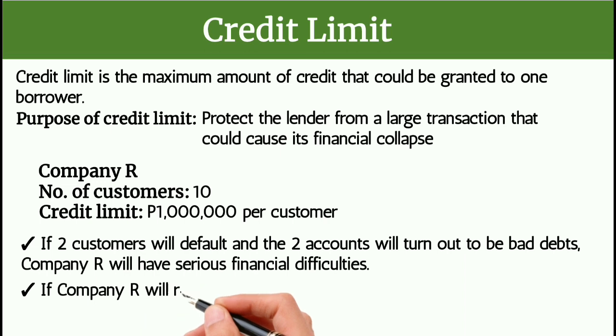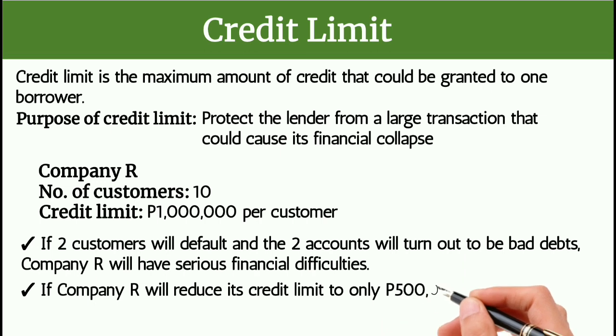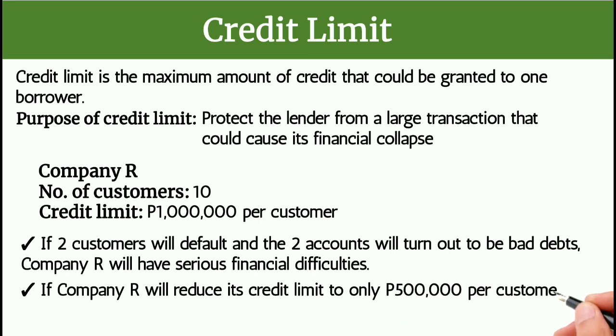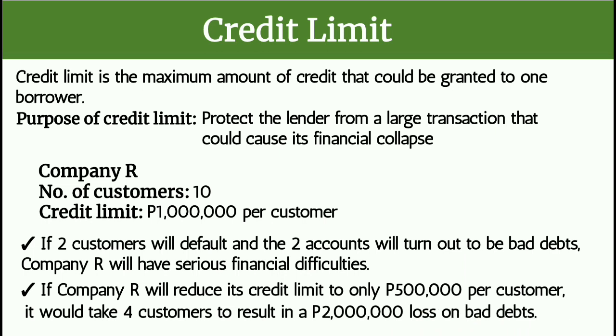What if ni-reduce ni Company R ang credit limit to 500,000 pesos per customer? That would take 4 customers to result in a 2 million pesos loss on bad debts. 4 customers times 500,000 pesos per customer, that is equal to 2 million pesos. That's why it is very important na hindi masyadong malaki yung credit limit ng isang customer.